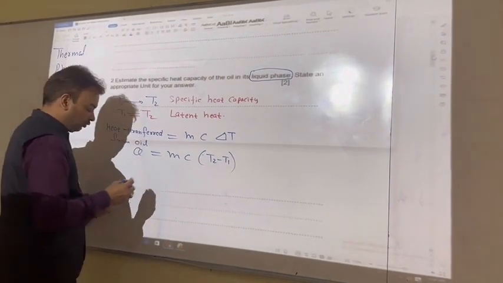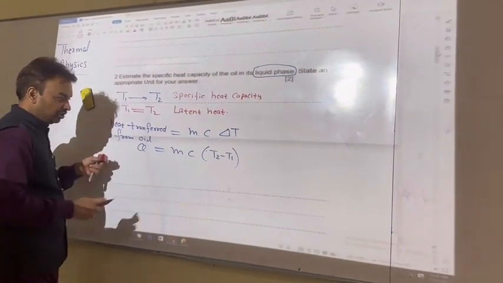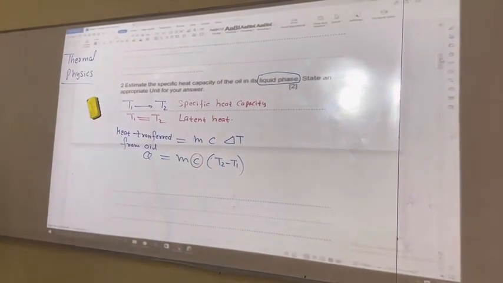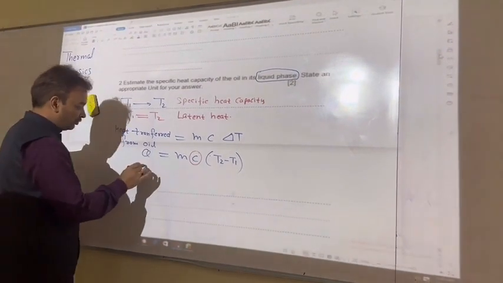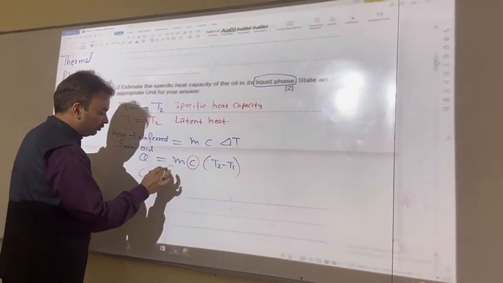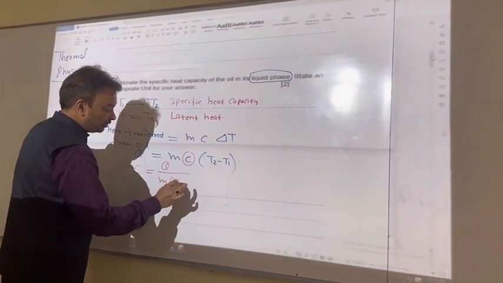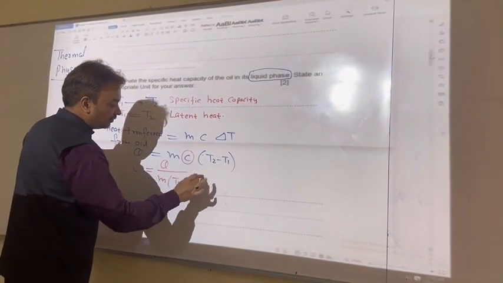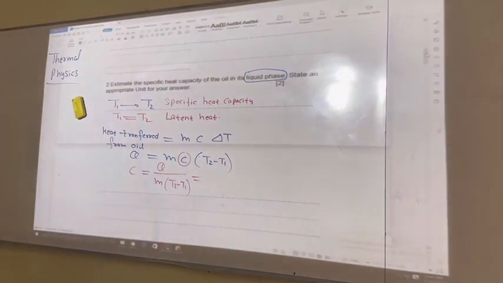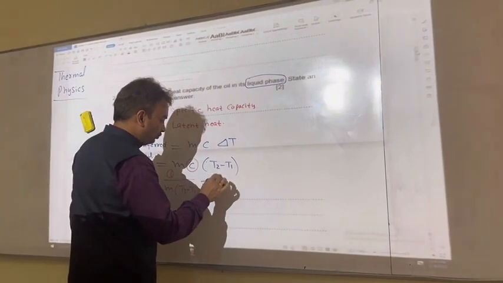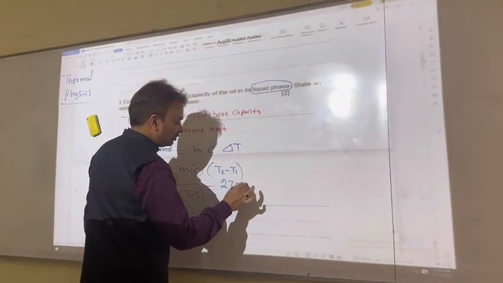So now we need to calculate C. What is the specific heat? C is the specific heat. So we need to calculate C. So C will be equal to Q divided by m (T2 minus T1). What is Q? Already calculated, 27,000. Right? So Q is equal to 27,000 joule.